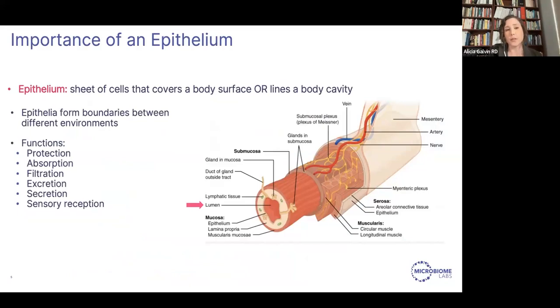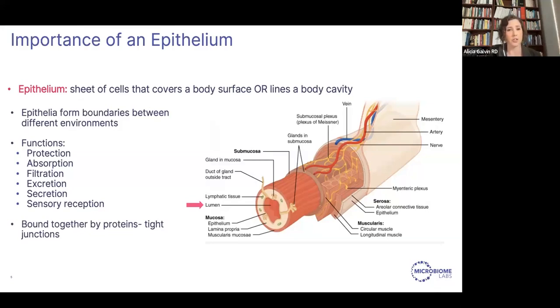And so an epithelium is either protecting, helping with absorption, or filtering. Think about kidney epithelium: excretion, secretion, and then sensory reception. So there are functions of what an epithelium is supposed to do with whatever organ system it's covering. Now, all epithelium are bound together by tight junctions.